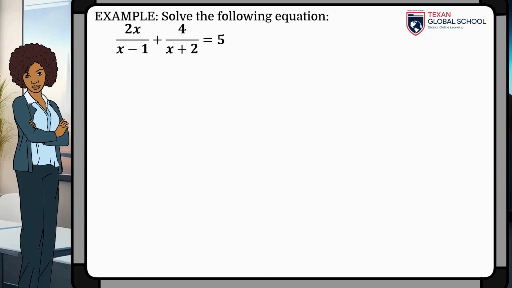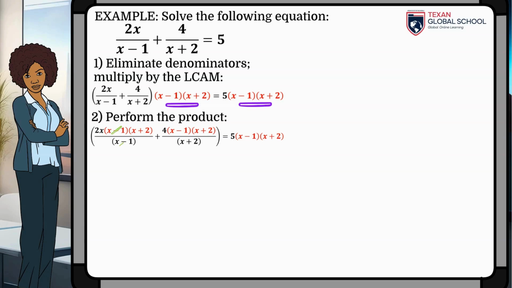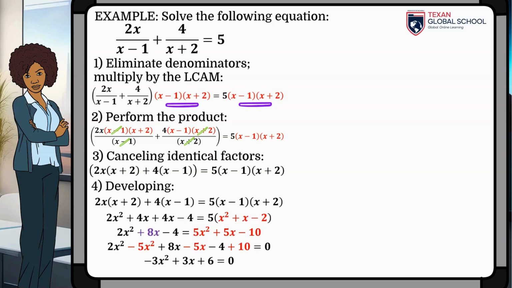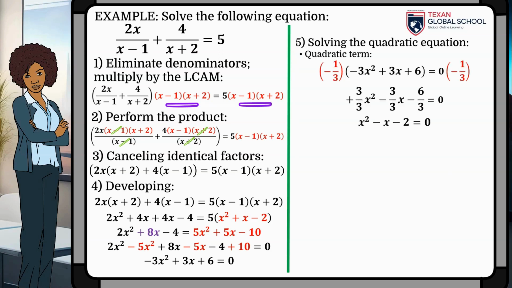In this other example, solve the following equation. We will eliminate denominators by multiplying both sides of the equality by the least common algebraic multiple. In this case, it is x minus 1 times x plus 2. When performing the products, we see that the denominators are eliminated. Develop and simplify, and the result is a quadratic equation, which we will now solve by completing the perfect square trinomial.